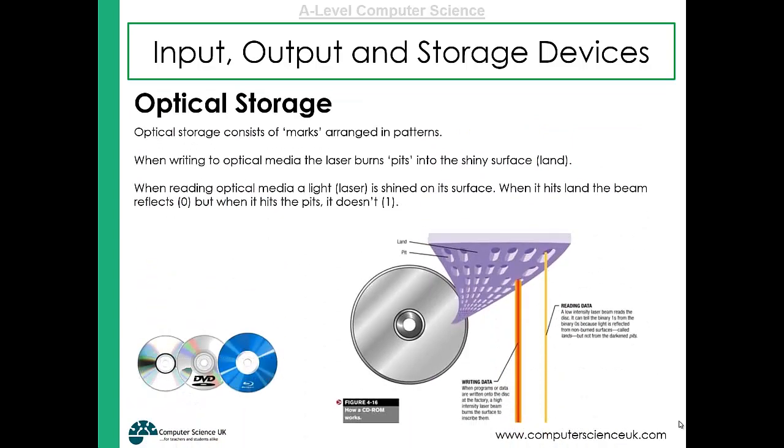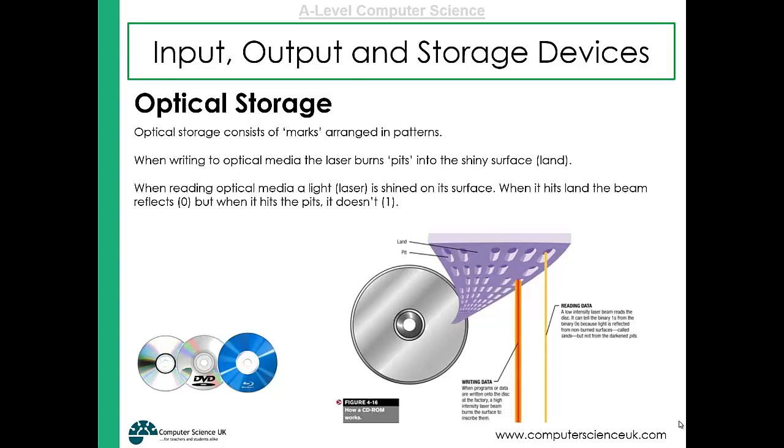With optical storage, we have lasers which, when we want to write data to the CD or Blu-ray or DVD, burn little pits into the shiny surface, so onto the land. When reading optical media, another, much less strong laser is shined onto the surface, and if it hits land, then it reflects back perfectly, and it potentially will read, for example, a 0.